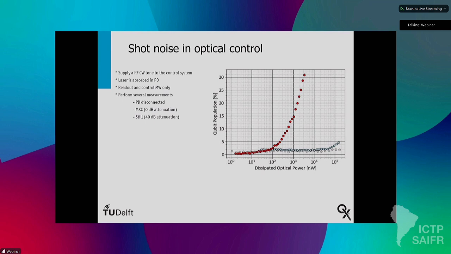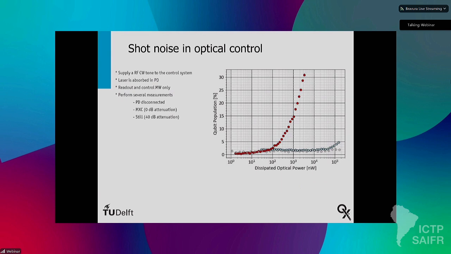If you instead put the photodiode at the still and put 40 dB attenuation between the photodiode and the qubit, you actually see that this effect of shot noise is significantly reduced. However, of course, if you operate at the still, you also need a lot more power to drive the qubit.